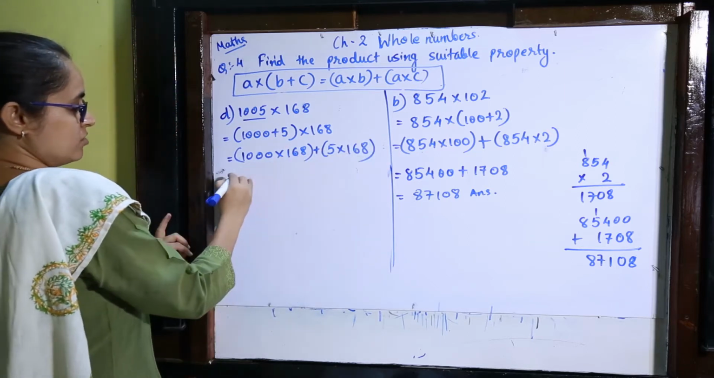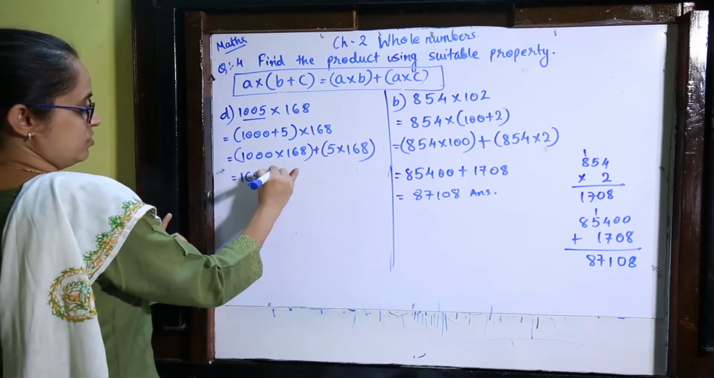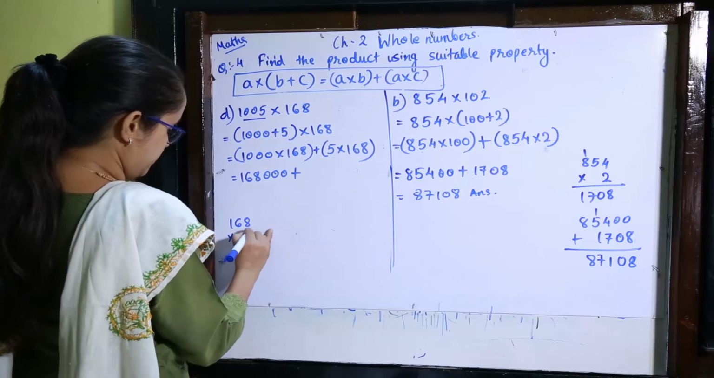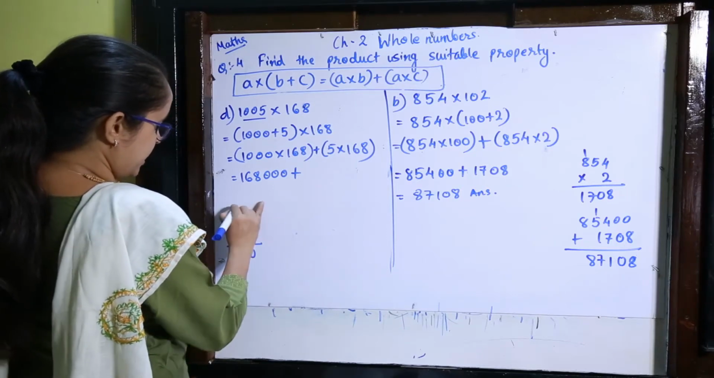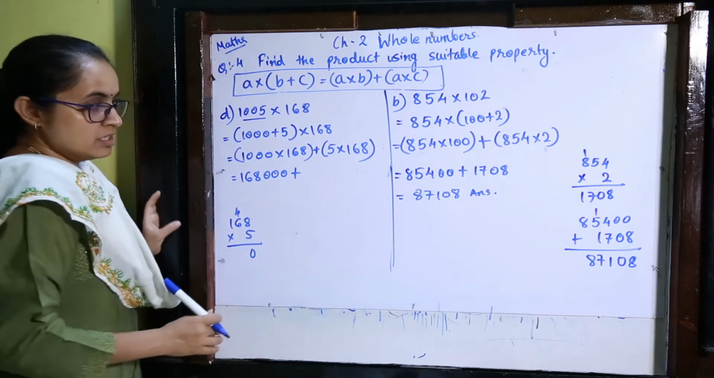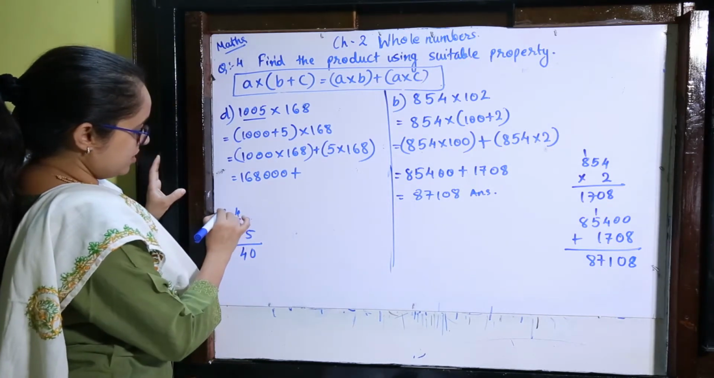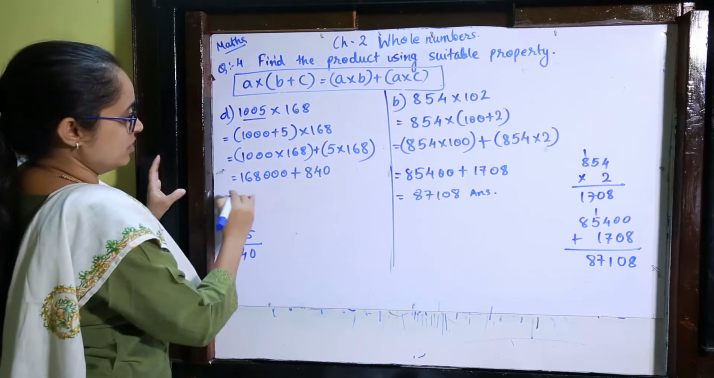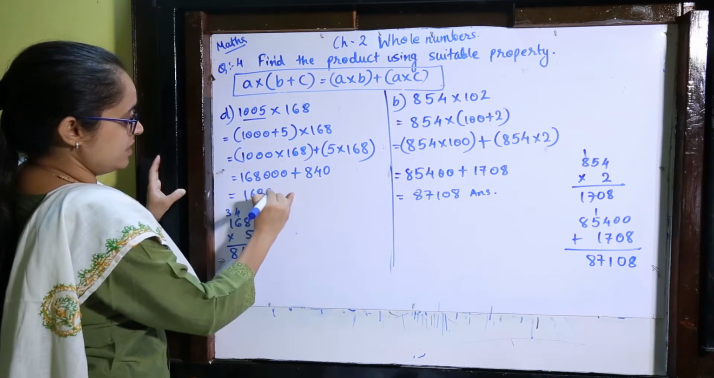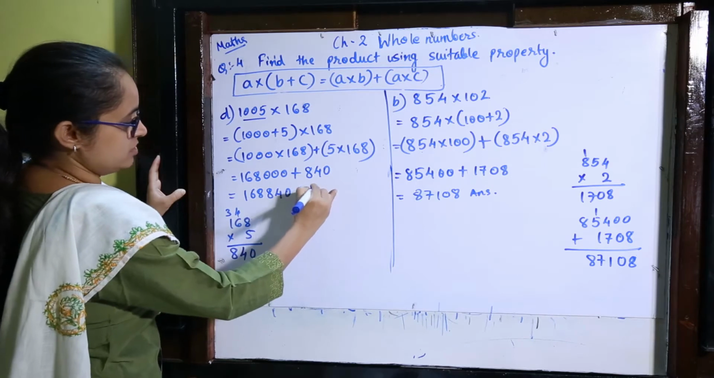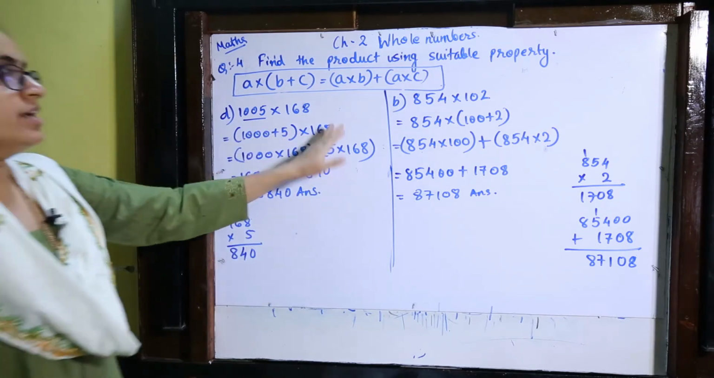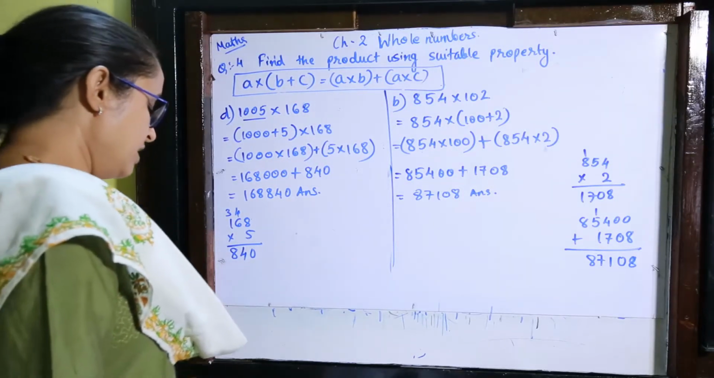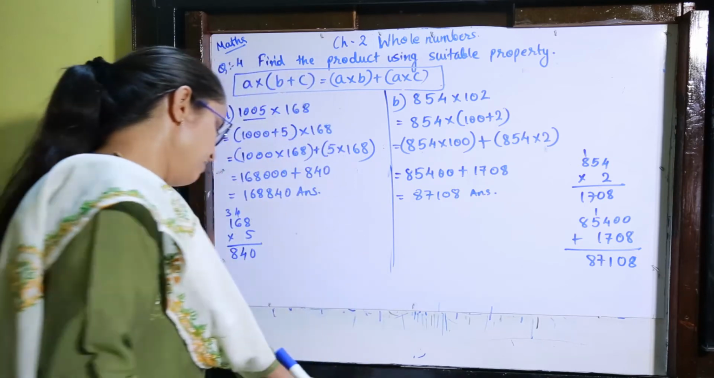Now 1000 times 168 means 168,000 plus, now you have to multiply 168 by 5. 8 5s are 40, carry over 4, 6 5s are 30, 30 plus 4 is 34, carry over 3, 5 1s are 5, 5 plus 3 is 8, so 840. So the answer is 168840. This is your answer. So I have done A, B and D. You have to write down C by yourself. That is your homework. Now we will move on to question number 5.